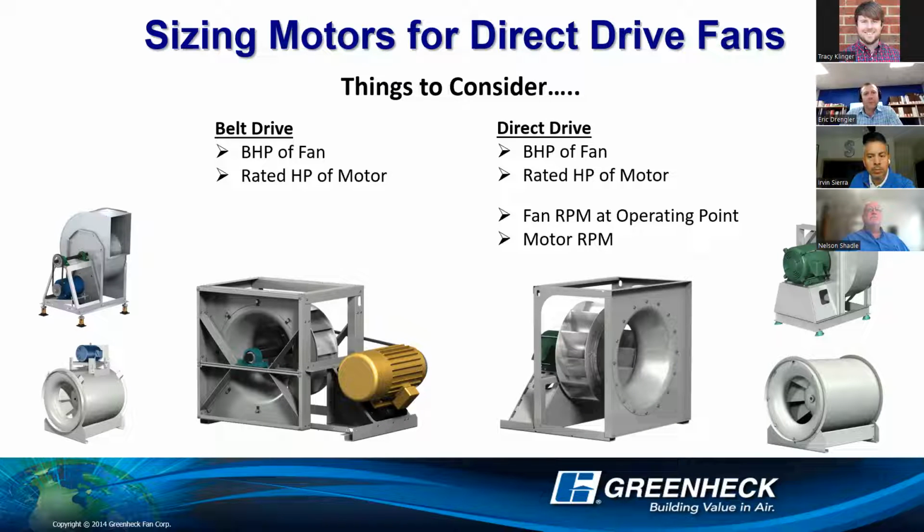So it's pretty straightforward. On a direct drive fan, you don't have the gearing of the belts and pulleys, so you really have to pay attention to motor speeds and the design point of the fan and try to align those speeds as best as possible. You can use VFDs to manipulate the speed of the motor for a design point, but there's some things that you have to keep in mind when you do that.